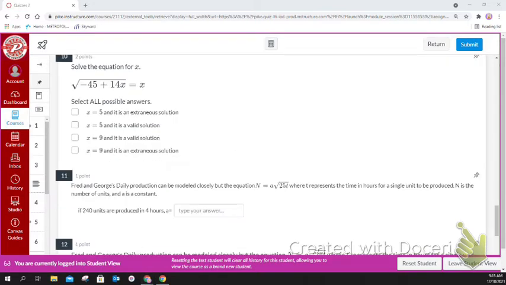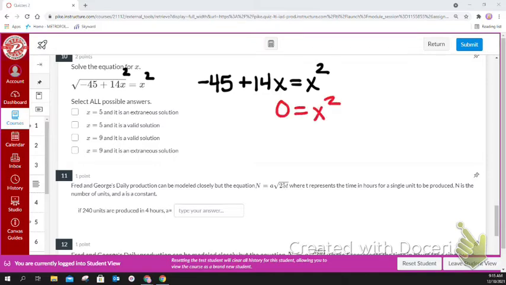For question number 10, you need to square both sides first. When you square the left side, it gets rid of the square root. So now we're going to set it equal to 0. Now you want to keep this positive, because if you keep this positive, you can factor it. So I'm going to add 45 and subtract the 14x. And that's going to give us negative 14x plus 45.